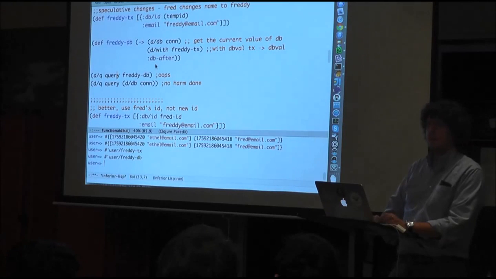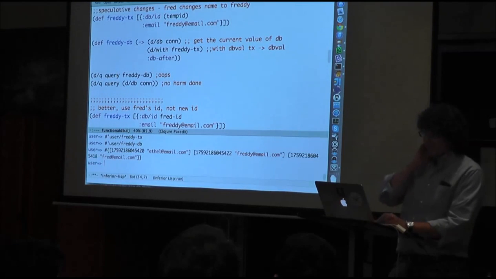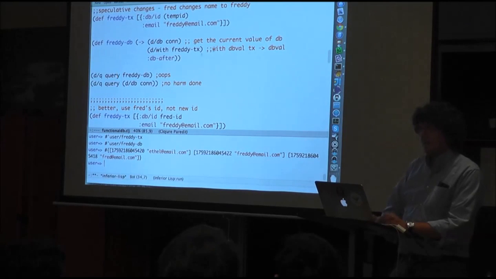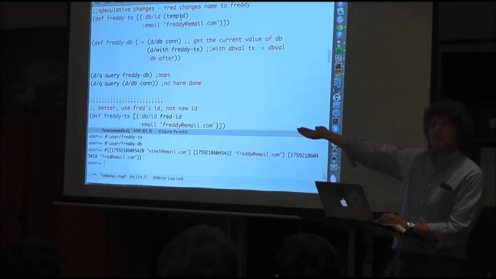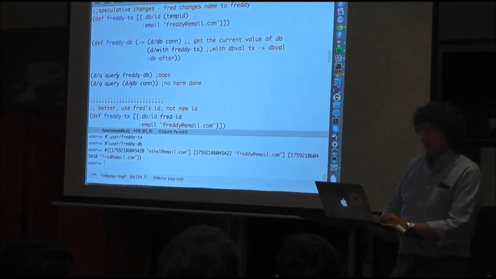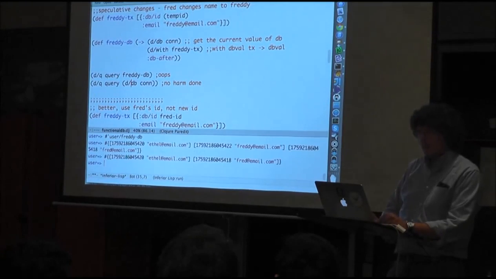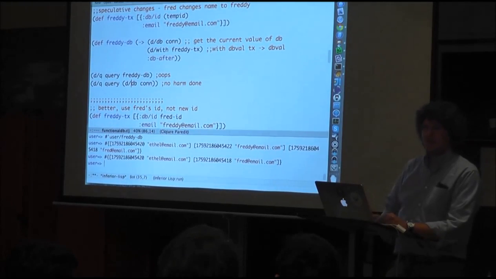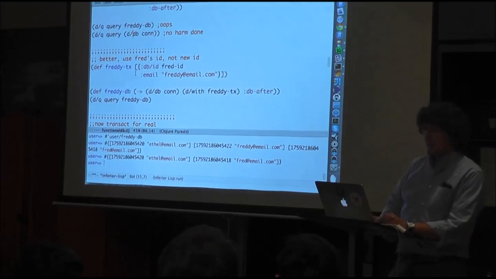And what's in the FreddyDB? Three things. Yeah. We did not do this correctly. What happened to us? Generated a new ID. Yeah, we asked for a new entity. We didn't actually change Fred. We just made up a new guy called Fred. But did we mess anything up? Nope. We didn't send this. We didn't issue this transaction yet.